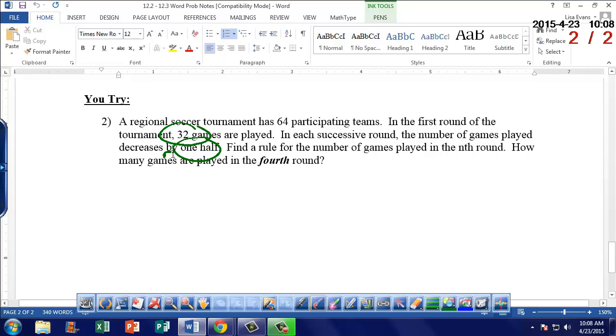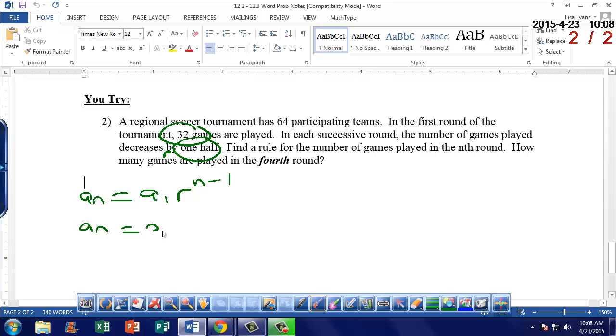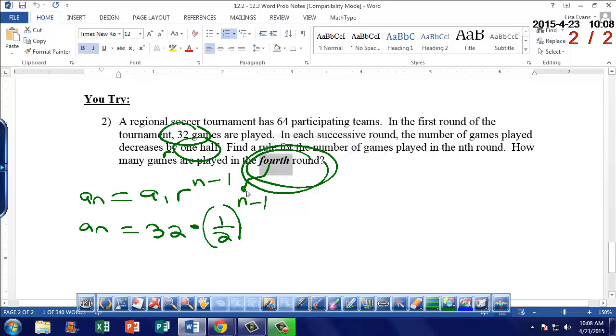First round, 32 games are being played. So without writing down my sequence, I'm going to go ahead and write this down and we'll take a look at it. So my first round of games, there are 32 games being played. My ratio is going to be 1/2 because it's going to decrease by 1/2 every single time. Then it says how many games are played in the 4th round. I guess I kind of did this problem for you. Go ahead and take your 4th and plug it into your n to find out. I'll leave that part up to you.